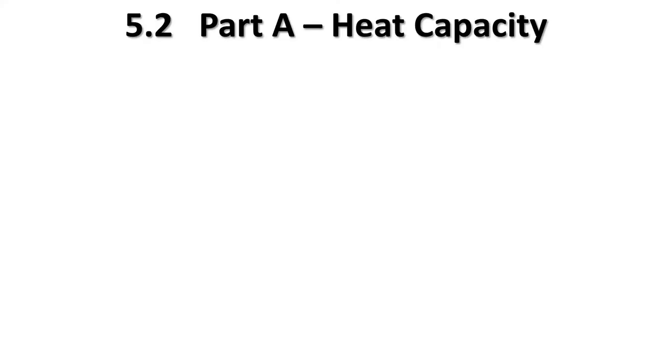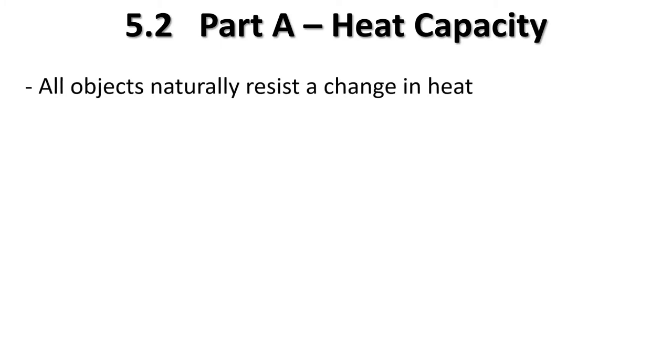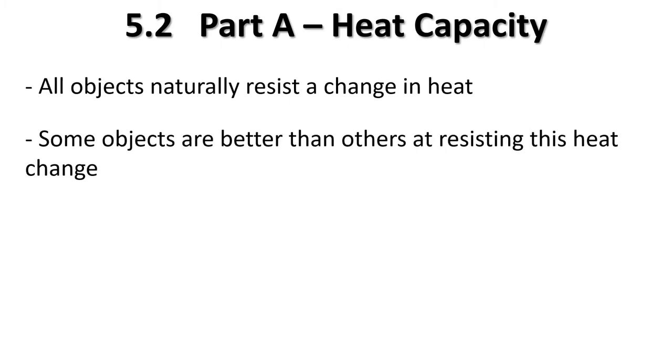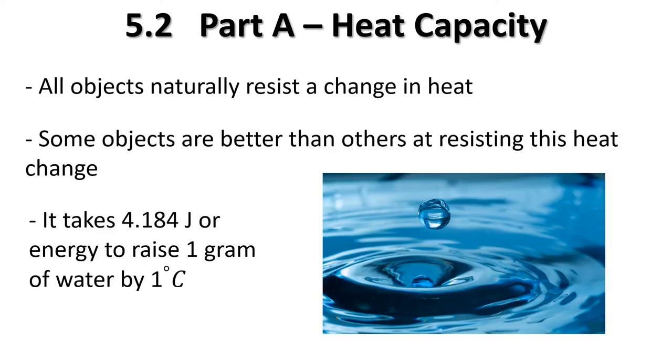This is going to be a two-part lesson. Firstly, we are looking at heat capacity. So all objects naturally resist a change in heat. Some objects are obviously better than others at resisting this heat change. So as an example, it takes 4.184 joules, this is kind of a magic number, of energy to raise 1 gram of water by 1 degree Celsius.